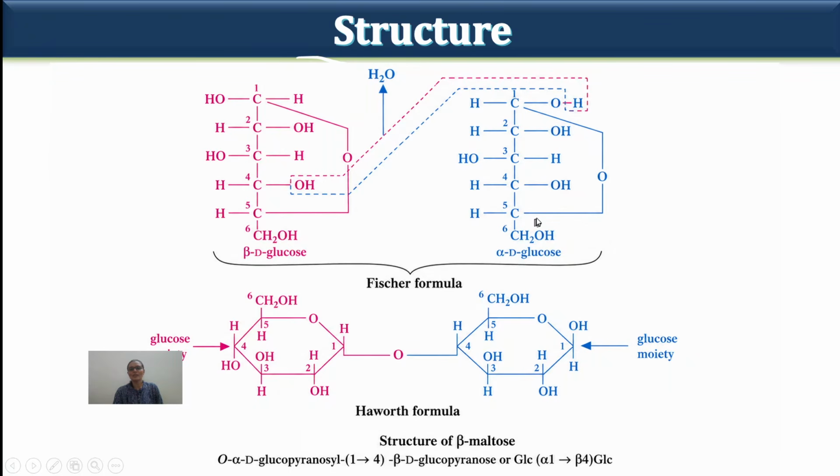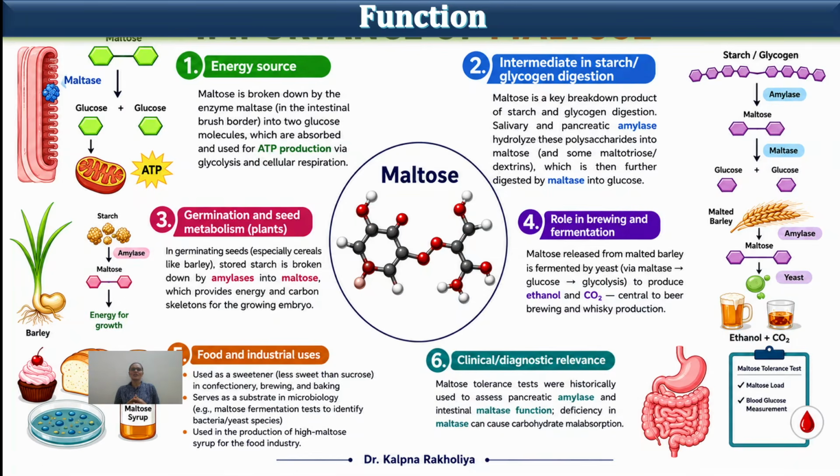This is glucose and glucose, beta D glucose and alpha D glucose, both joined together to form the maltose structure. As for its function, it provides energy. It is also involved in germination and seed metabolism, and in the food industry. It also acts as an intermediate in starch and glycogen digestion.